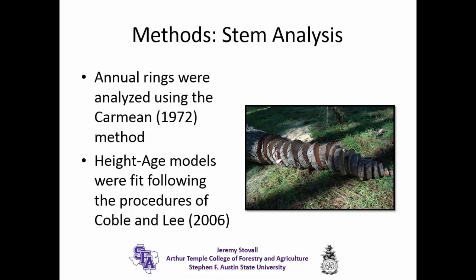Count the growth rings on there, and you can use a process called stem analysis to build site index curves. So what Jeremy did is parameterize site index curves to the pines on these mine lands. I don't have photos. He also did below ground harvest on 12 trees. On 4 of those, he tried to get the entire taproot.